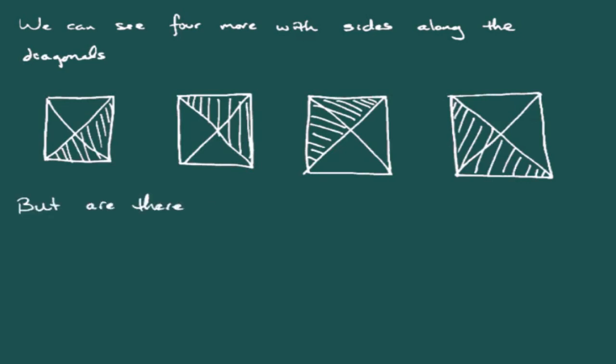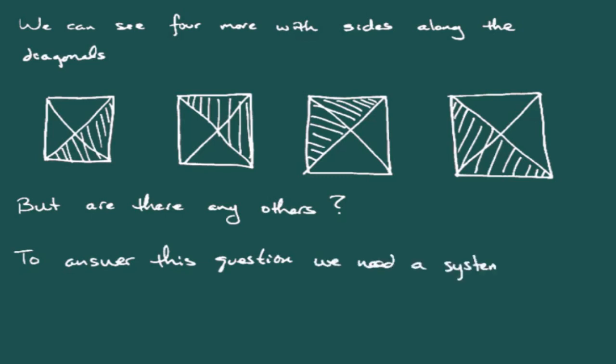But then the question is, this is just doing this by inspection. Do we have any others? Have we missed any? How do we know that we've actually gotten all of them? To really answer this question, what we need is a systematic way of listing all of the triangles, and that way we can get an accurate count of how many are going to be there in the figure.